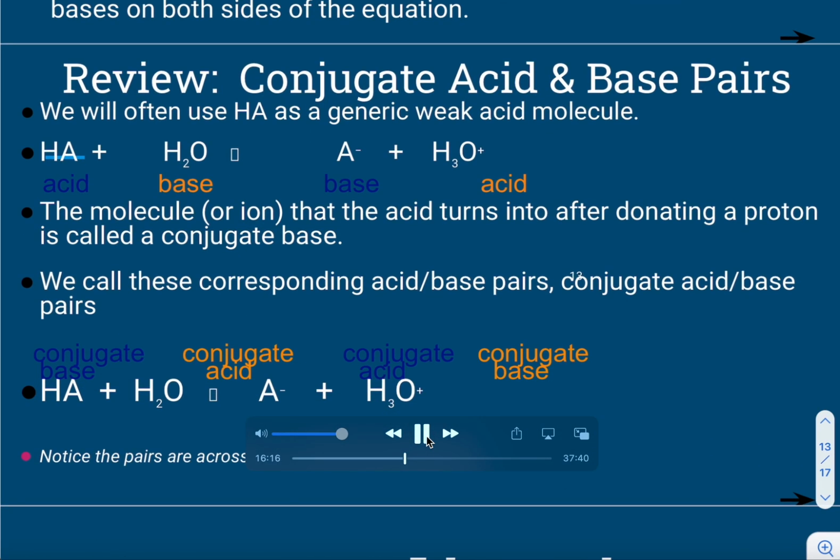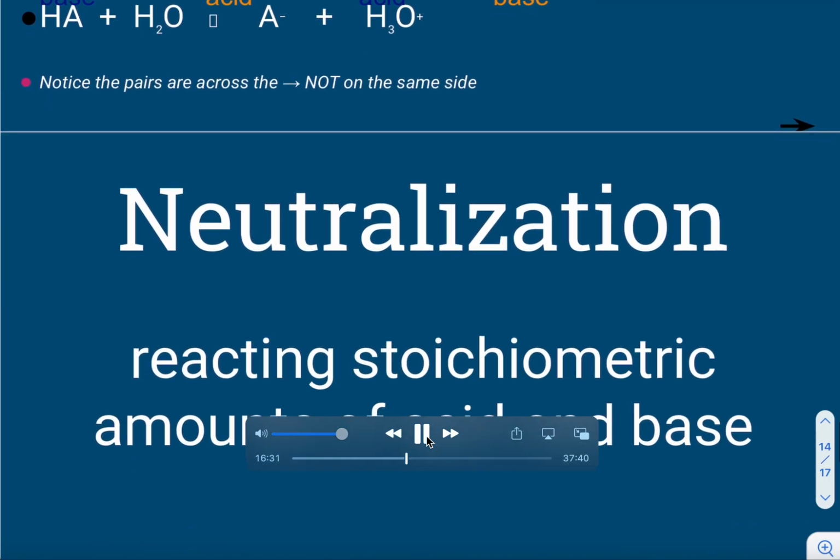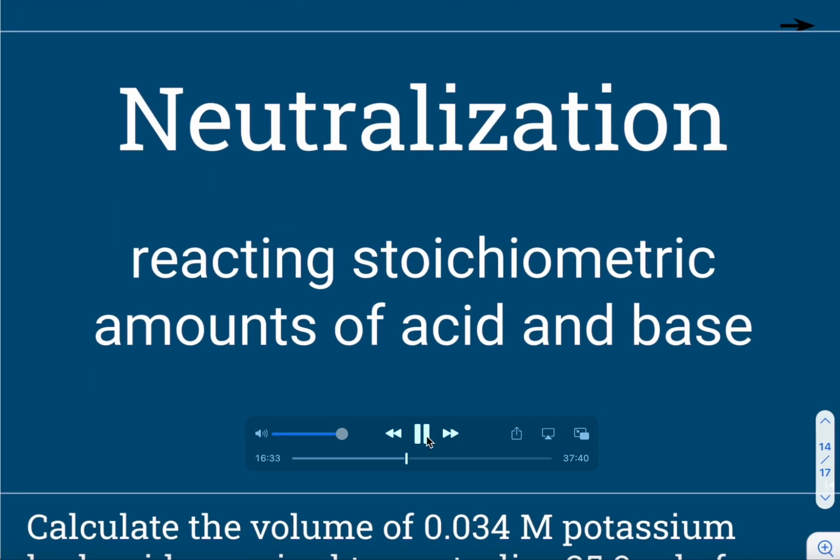So here's a little bit about the conjugate acid-base pairs. The acid gives up its hydrogen and becomes the conjugate base. The base adds a hydrogen and becomes the conjugate acid. Okay, so that's a quick review, just so we have that kind of stuff there ready to go. Now we're going to talk about neutralization. A lot of what we talk about in this unit is going to be neutralizing either an acid or a base.